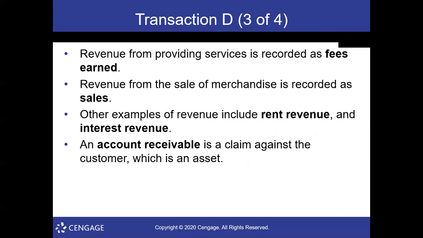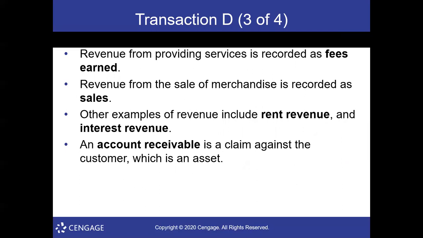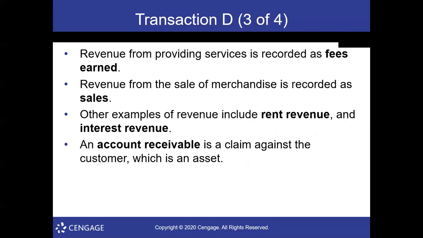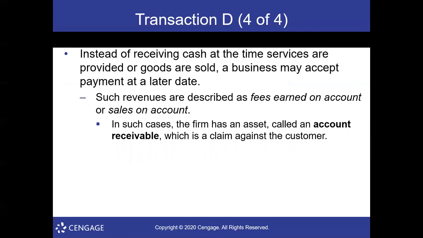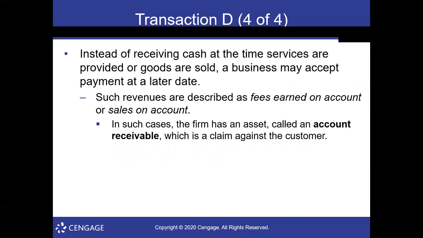And then a landlord would have rent revenue, and an investor would have interest revenue if you go out and invest in bonds. An accounts receivable is an asset of monies that are owed from a customer to the entity. All right, that's accounts receivable. So if instead of paying us in cash, we invoice a customer, those are accounts receivable.